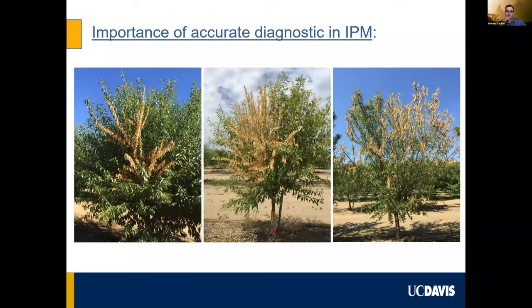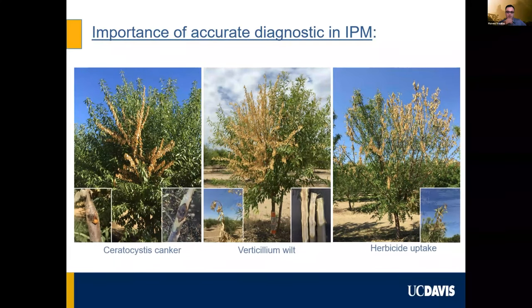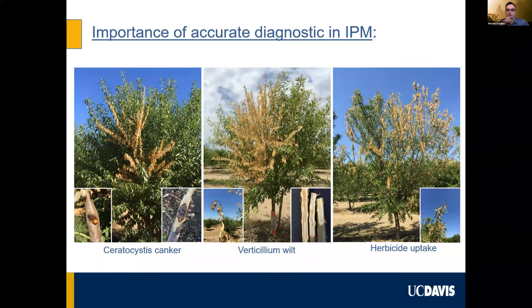for some almond disease in the field. Most of us looking at this sort of wilting and dieback may assume quickly this is verticillium wilt. However, looking closer into the symptoms, we will realize that one disease here is a canker disease, ceratocystis canker. One is the true verticillium wilt, and one is herbicide uptake. And this detailed diagnostic is pretty much based on more in-depth scrutinization of symptoms.